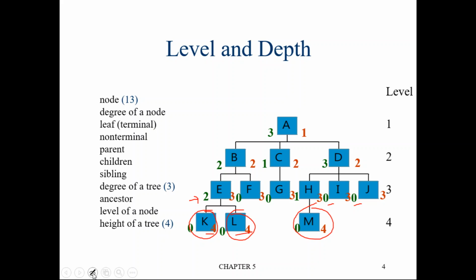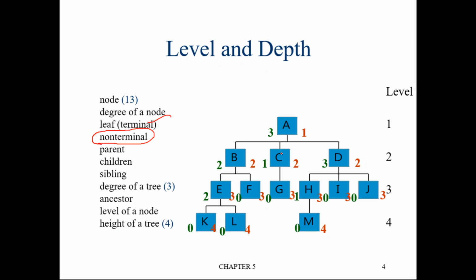We already defined a leaf node: a node which does not have any child. A leaf node is also called a terminal node. Then what is a non-terminal node? All nodes which are not terminal nodes are called non-terminal nodes, that is, the nodes other than the leaf nodes.